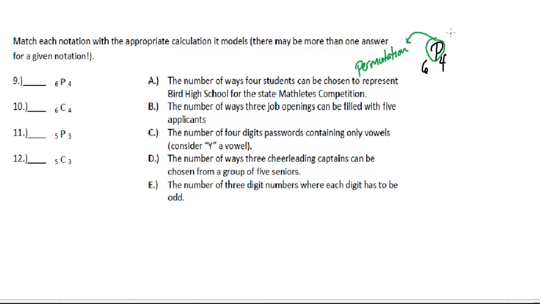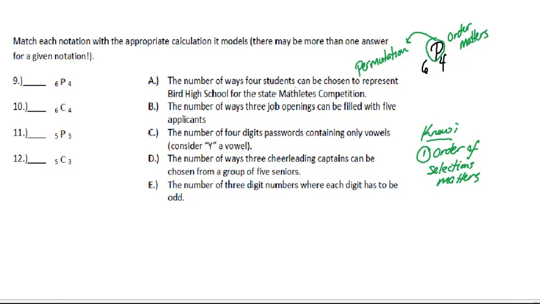And what a permutation means is the order matters. So here's what we know: the order of selections matters. Alright, so what I'm going to do is go through and start figuring out which ones this fits.